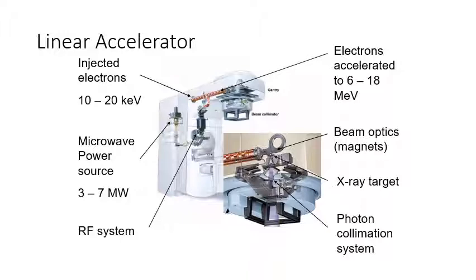As we have discussed in previous lessons, linear accelerators consist of a high-energy electron beam that is created by injecting high-power microwaves into a waveguide that is capable of creating electric fields that can accelerate injected electrons to high energies. It has beam optic systems that are magnetically based, as well as mechanical systems to collimate the photon beam.